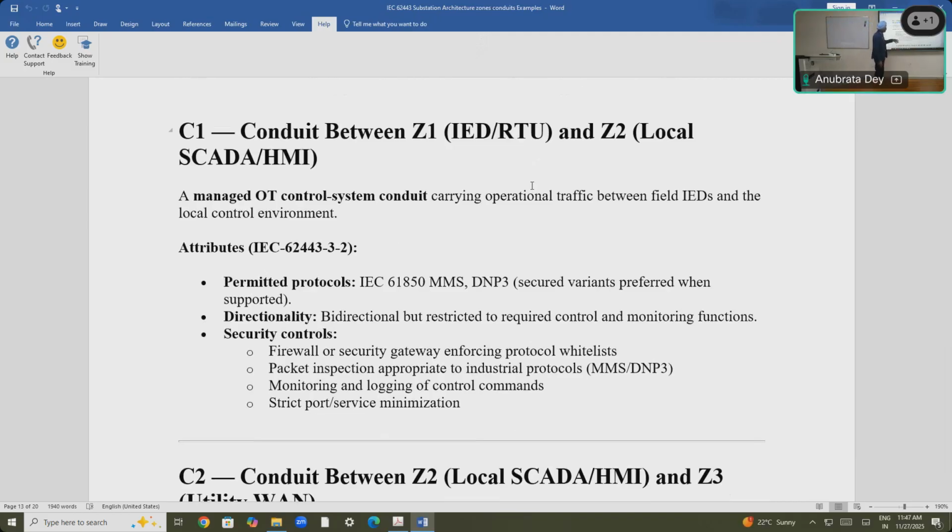So what are the security protocols in this conduit? You could have a firewall, including whitelisting, like what commands can flow through there. You could have packet inspection appropriate to the protocol you are using, and monitoring and strict port and service minimization. Usually people leave the ports open, right? So you basically want only the ports that are required. It will be very strict, and you want to minimize the number of ports there.